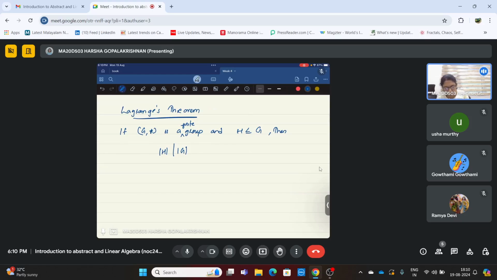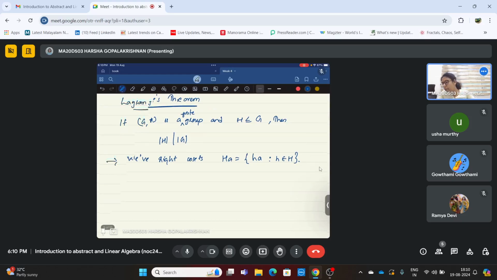In the same way, whatever we have defined for the left coset, we have a right coset, which will be defined as Ha, the set of all ha such that h is in H. Okay, this is the right coset. All the theorems that we have seen earlier for the left coset will follow here also.